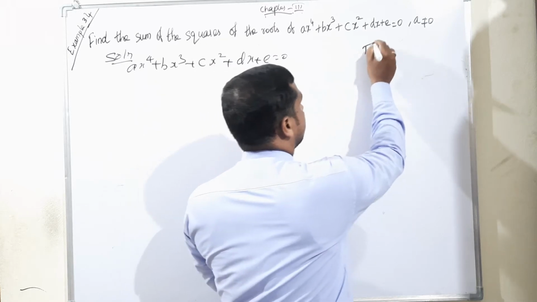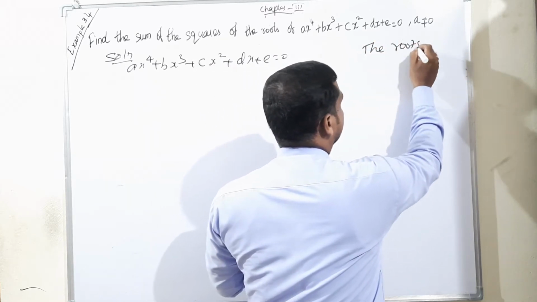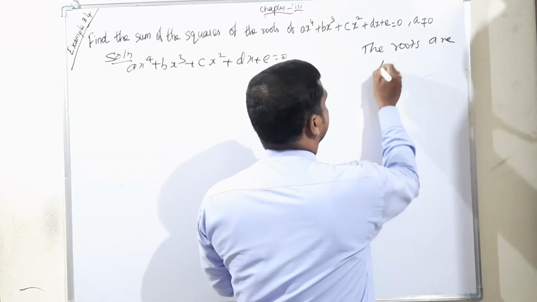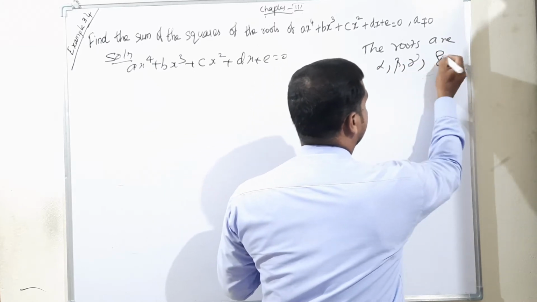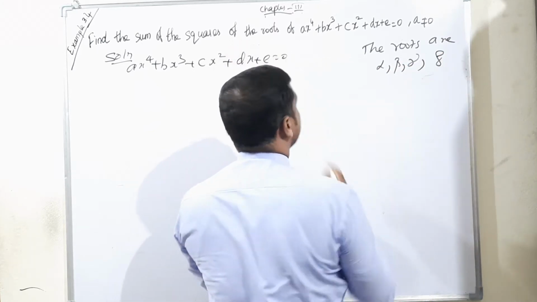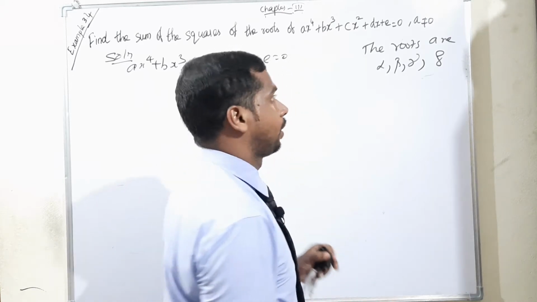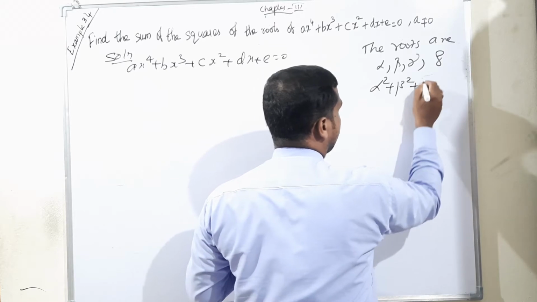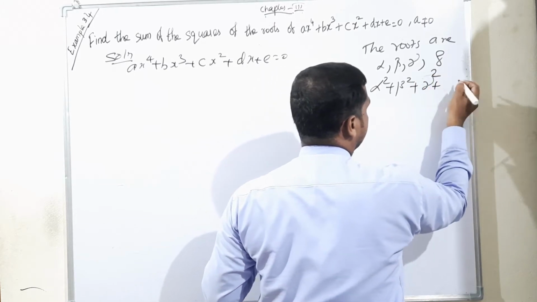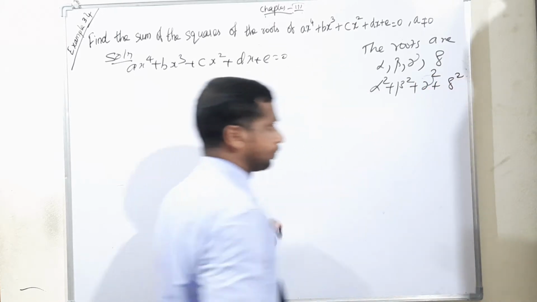Sum of the squares means the roots are alpha, beta, gamma, delta, and we have to find the sum of the squares. Sum of the squares means alpha square plus beta square plus gamma square plus delta square.